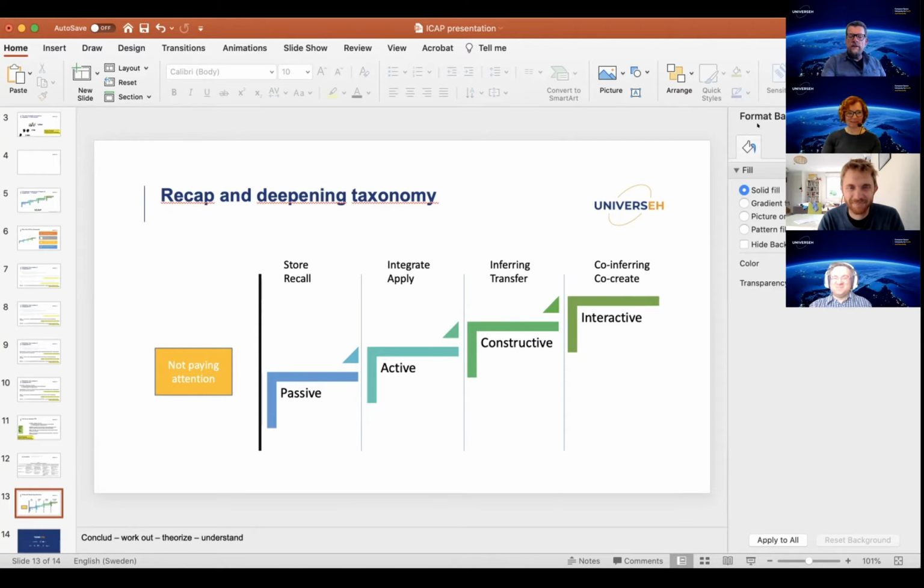So the last one, co-inferring, is when we negotiate the information, when we need to argue and defend our own understanding, but also listen and understand why someone has interpreted the information, or the way we should do this work or calculation, differently than I did. And that also enhances the possibility to co-create and work together. So that's why we want to bring them to this interactive mode of learning.